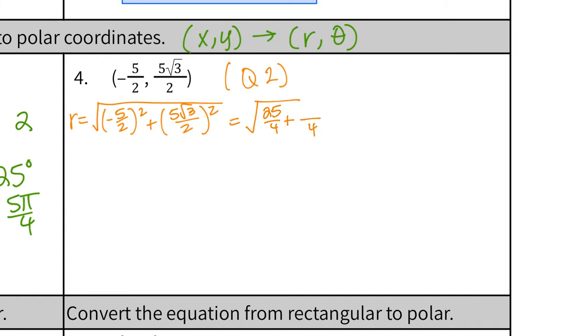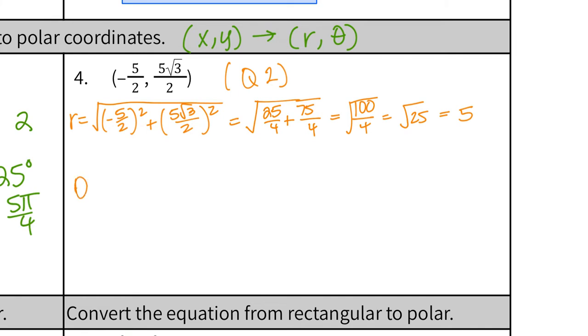2 squared is 4. Up here it's a little bit more steps, but you have to do 5 squared is 25, square root of 3 squared is 3, then multiply them. 25 times 3 is 75. Add those together, they already have a common denominator, so it'd be 100 over 4, which is just 25, and the square root of 25 is 5. So r is 5.